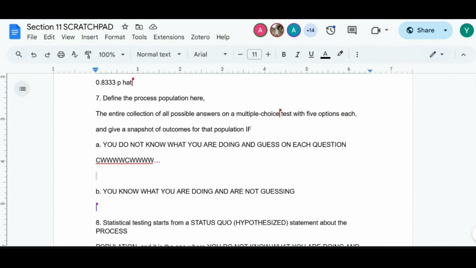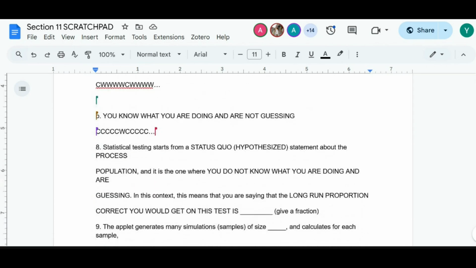And don't forget the dot. Okay. However, if you know what you're doing, this is vague. If you know what you're doing, you should see more C's than W's. Very good. But you see, it's vague. How much do you know what you're doing? That's why statistics does not start by hypothesizing about this. You make a hypothesis about this. This is concrete. And you guess, in the long run, 20%. All right. So this makes sense.